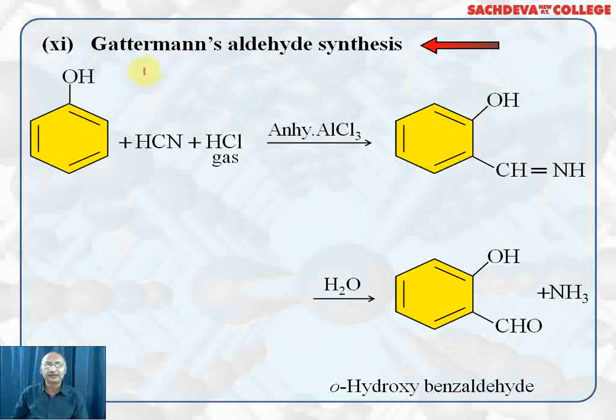Let's take up Gattermann's aldehyde synthesis, where phenol reacts with HCN and HCl in the presence of AlCl3. OH group remains as it is. Here we get CH double bond NH. Actually what happens is C triple bond N gets attached to hydrogen here and the triple bond changes to double bond. This group is called imine. On hydrolysis it will change to CHO. We will get ortho-hydroxybenzaldehyde. It is also called salicylaldehyde. Side product ammonia will be formed.